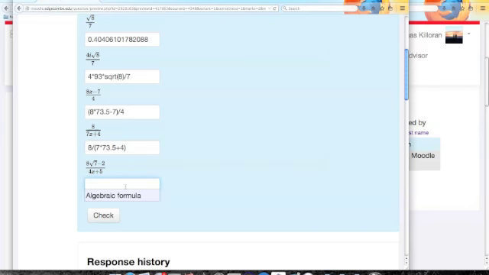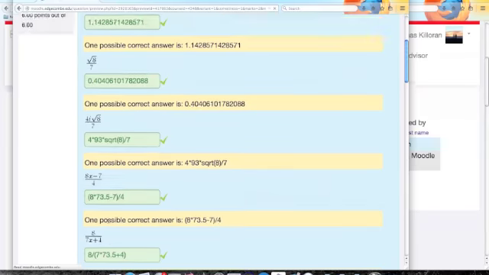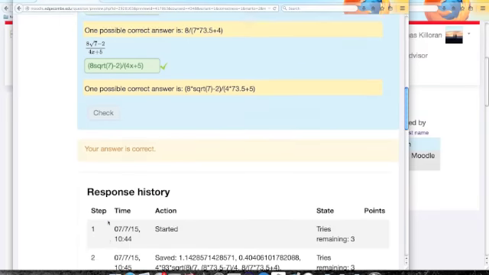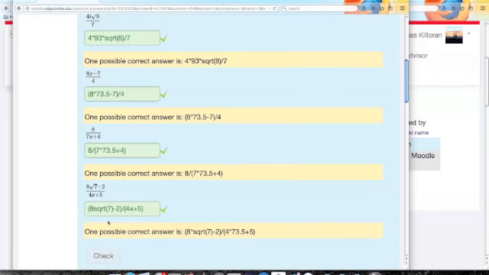Alright, so let's type this one in. Parentheses, 8 square root of 7 minus 2 divided by parentheses 4x plus 5. And now it should work perfectly fine. And there it is. So that's how you enter answers into Moodle.